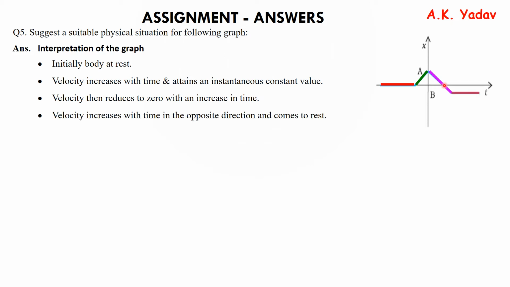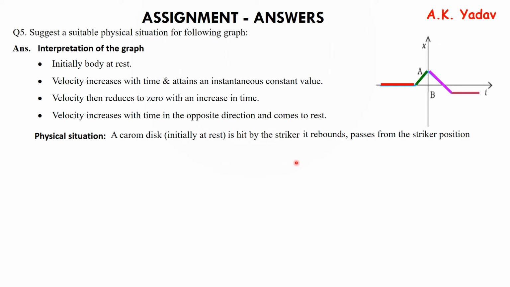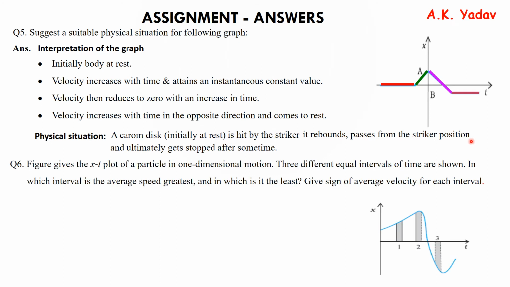After that, what is happening? Velocity increases with time in the opposite direction. Then the brown line means it comes to rest. Now, what is the physical situation? Initially, let us suppose a carom disc is at rest, the red one. It is hit by a striker, the green one. It rebounds, passes the striker position, the violet one, and ultimately stops after some time, the brown one.